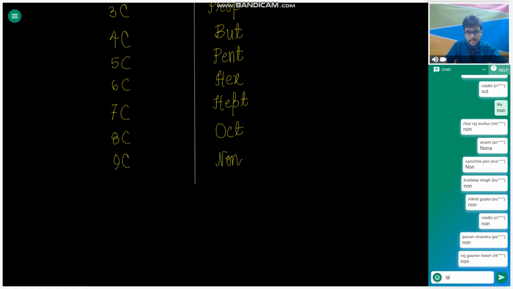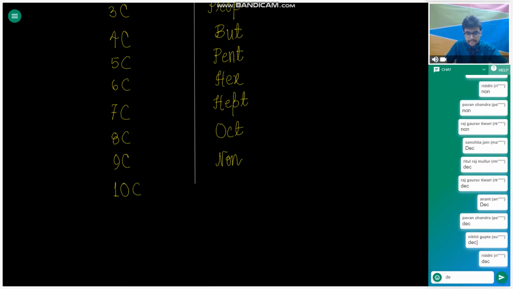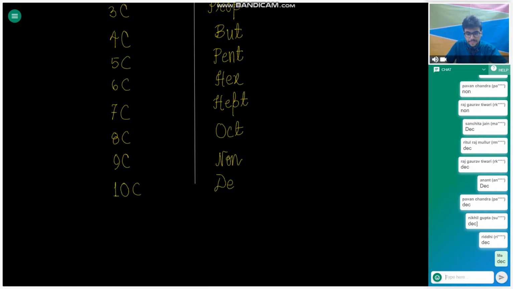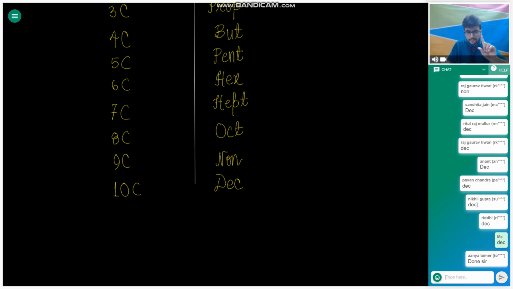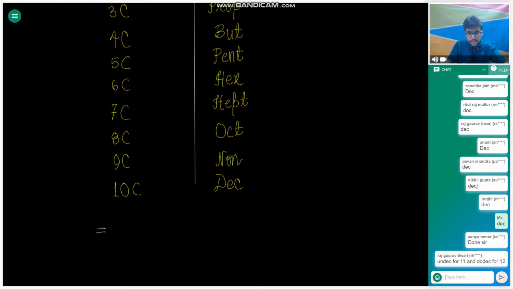For 10 carbon atoms, let me see who can tell me. It is dec, D-E-C. Now, this much is actually sufficient for grade 10. There was only one occasion where, miscellaneously, they had given 11 carbon atoms, and many people lost marks in that question. But I do not want you to lose marks in that question. So I am going to tell you a very simple trick.